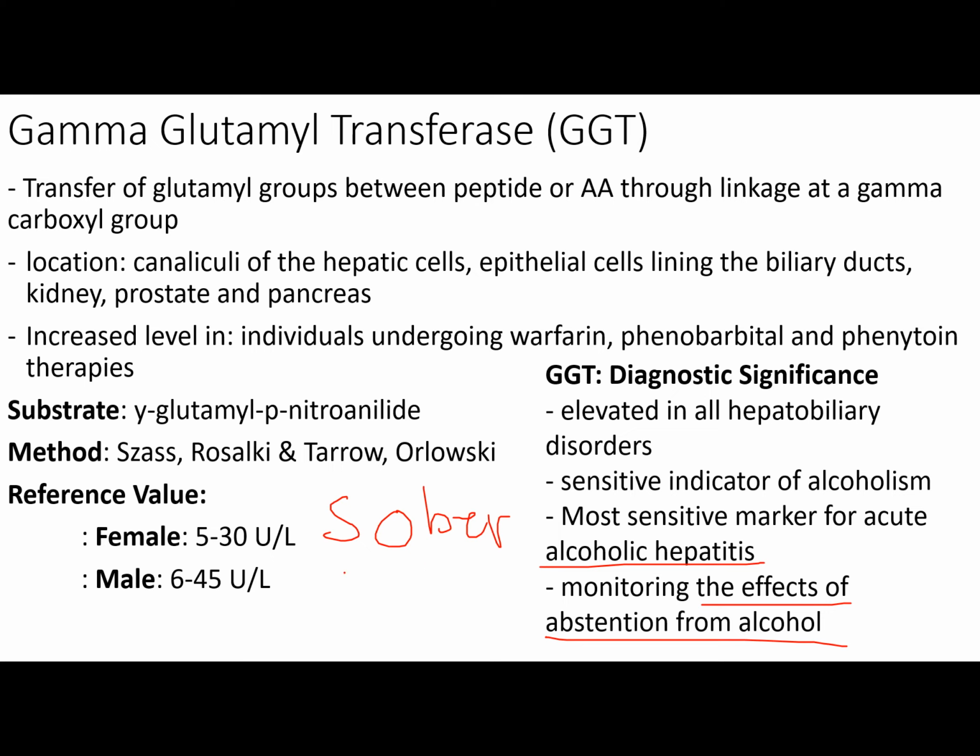So they would know if suddenly after 1 year of your GGT being low, all of a sudden it goes up. So there's a possibility that you relapsed back to alcoholism. So you went back to being an alcoholic. So that's the importance of GGT. Elevated in whole hepatobiliary disorder and a very sensitive marker for alcoholic hepatitis or cirrhosis.